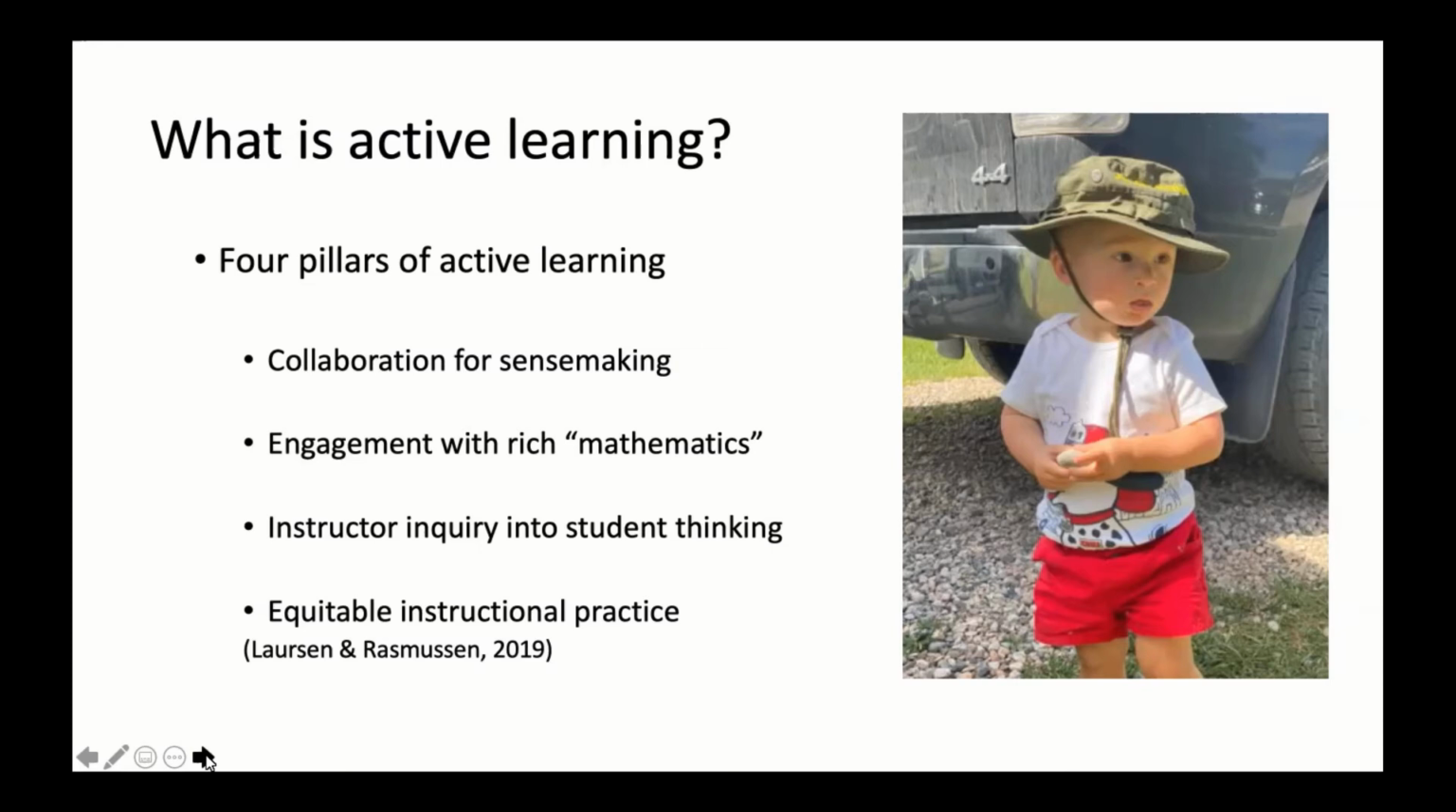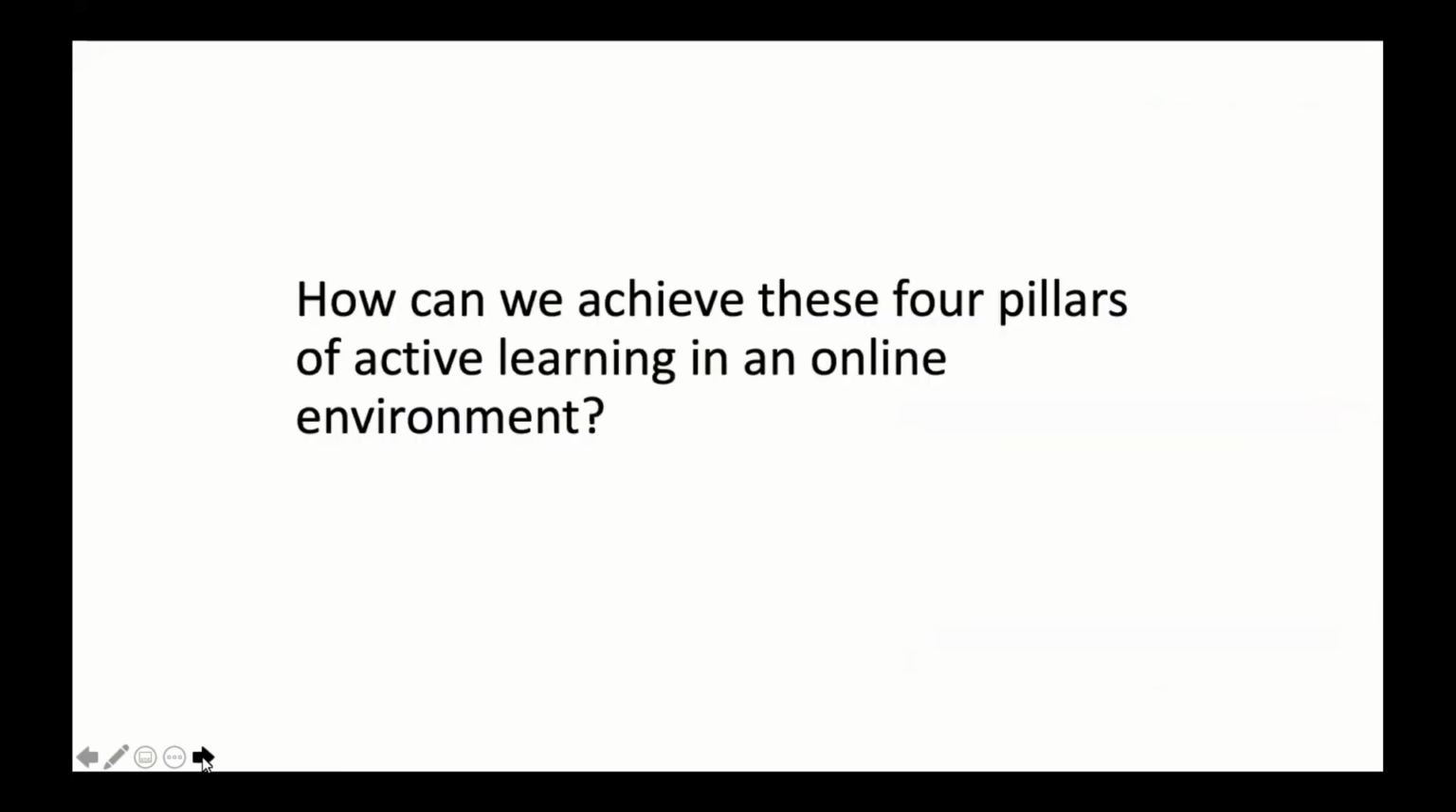So that's part of our definition of active learning. And lastly, but probably one of the most important, is also to have an equitable instructional practice. So in active learning, we want students working together to make sense of things, working with rich subject matter, and instructors being able to see what's happening in their brains, and all of this going on in a very equitable, safe classroom and instructional practice. So how can we achieve these four pillars of active learning in an online environment?